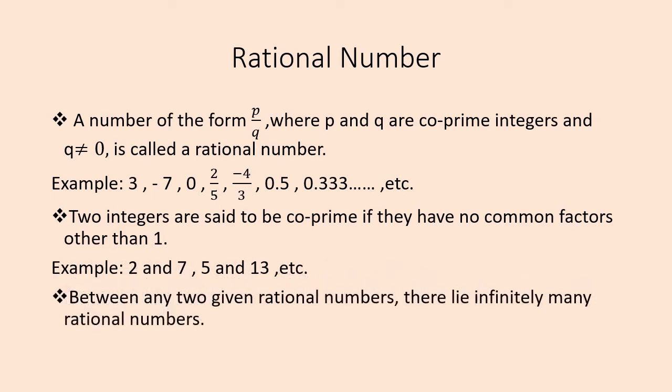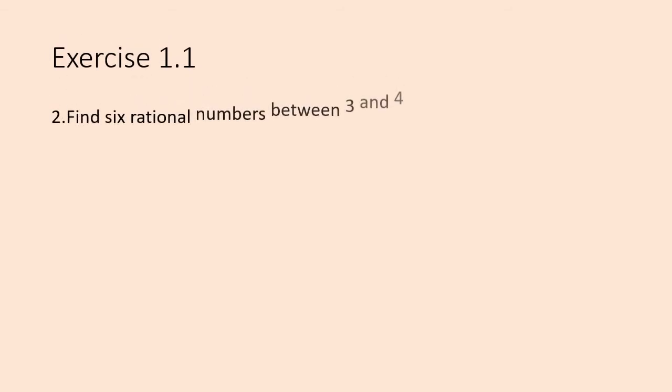Between any two given rational numbers, there lie infinitely many rational numbers. If two numbers are given, for example 3 and 4, you can find infinitely many rational numbers between those two numbers, which you have already studied in 8th standard. Moving to exercise 1.1, question number 2. Find 6 rational numbers between 3 and 4. We have already studied that between two rational numbers, you have infinitely many rational numbers.